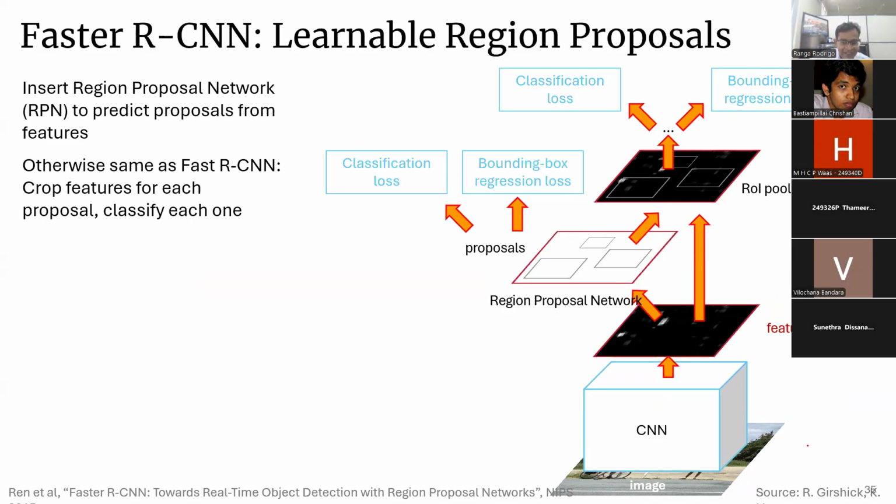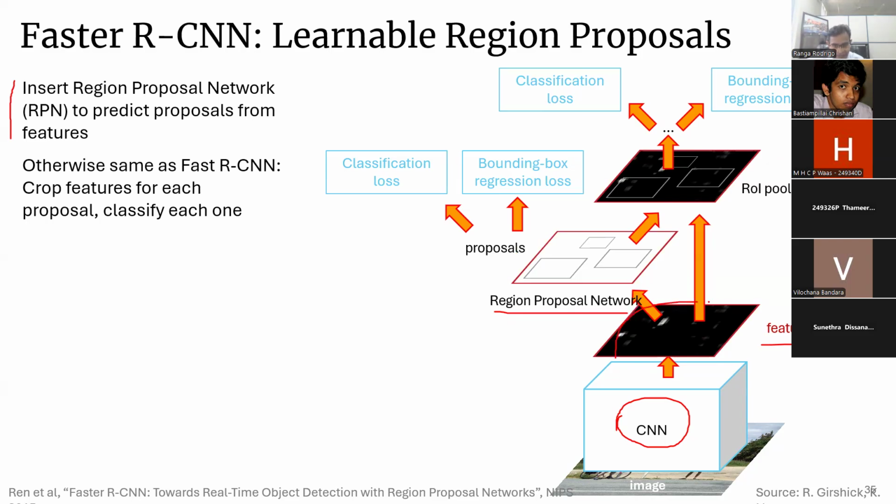Here you can see, rather than using selective search, they said, let's use the same CNN feature map, and on that feature map, let's run a region proposal network. Insert a region proposal network, RPN, to predict proposals from features. Otherwise, same as fast RCNN: crop features of each proposal and classify. This is the only thing that they did, so that it became very fast.